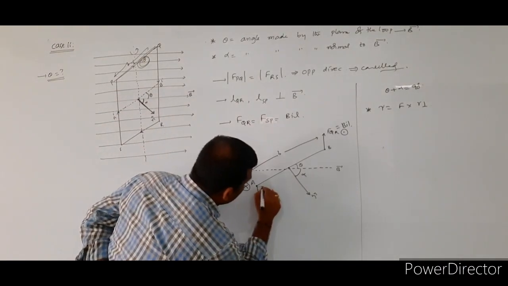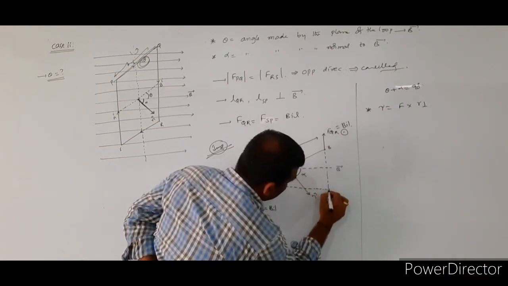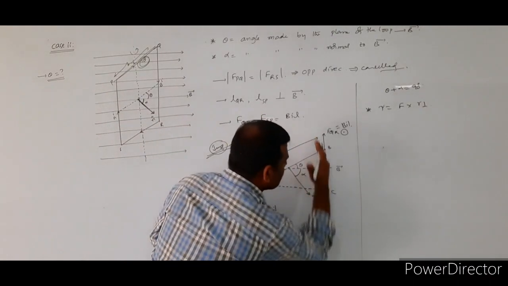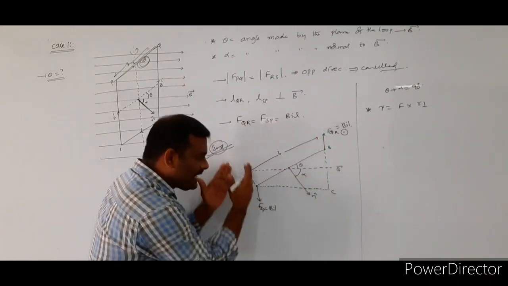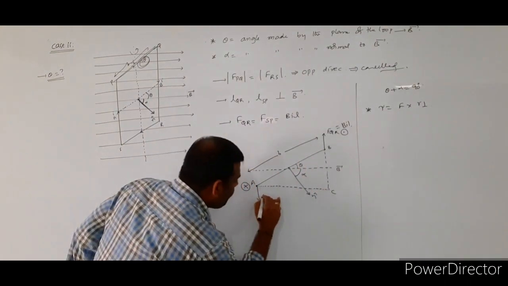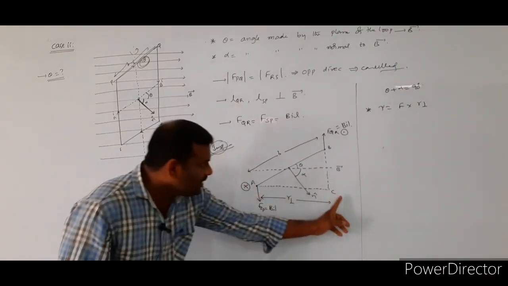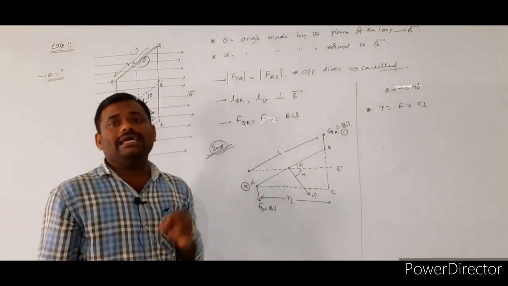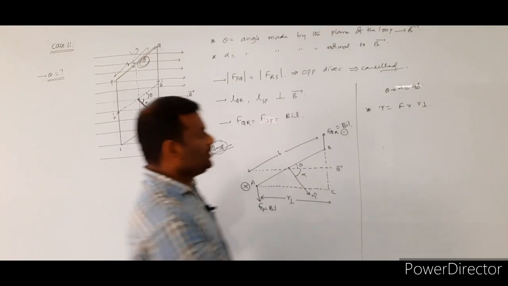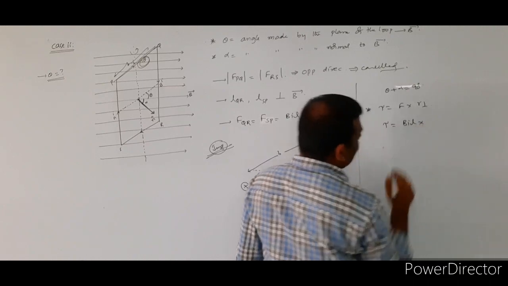To find the perpendicular distance of separation, here I form a right angle triangle. This force is acting in the vertically upward direction, and this force is acting in the vertically downward direction, so these two forces are the parallel forces. Whatever the separation between A and C, that AC length will give the perpendicular distance of separation. So torque tau is equal to F, the magnitude of the force, which is equal to BIL.